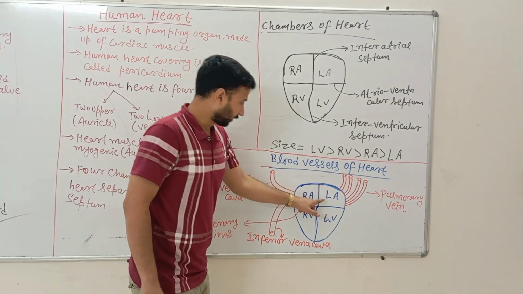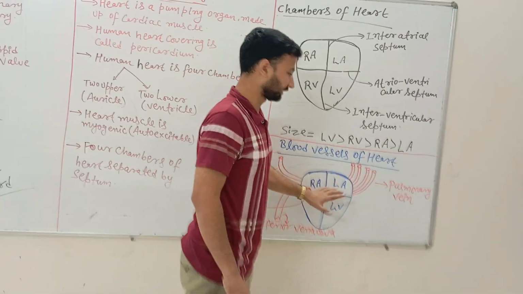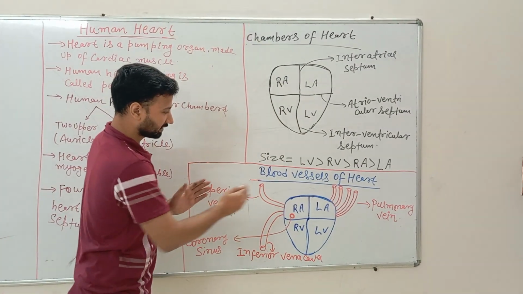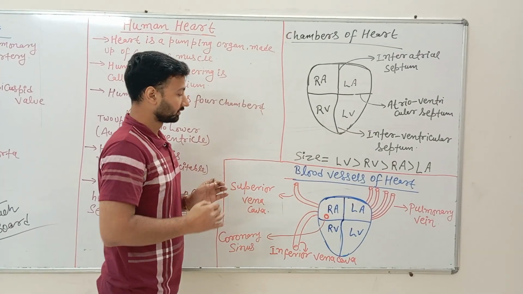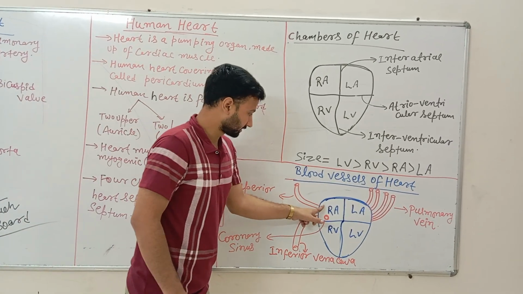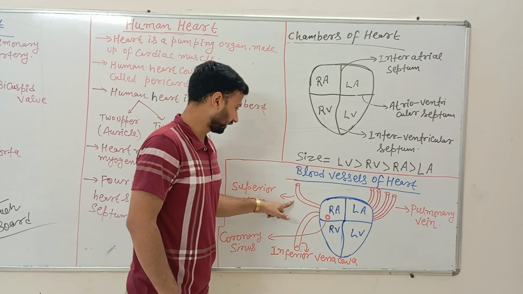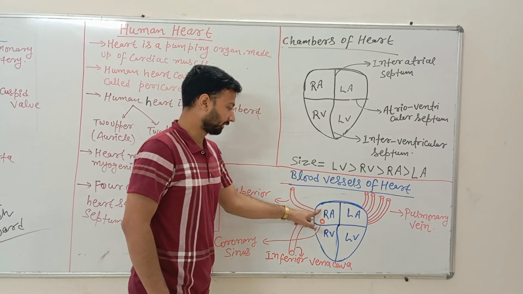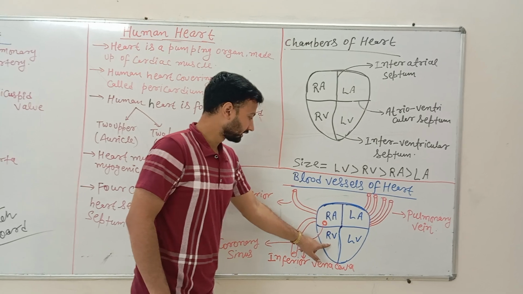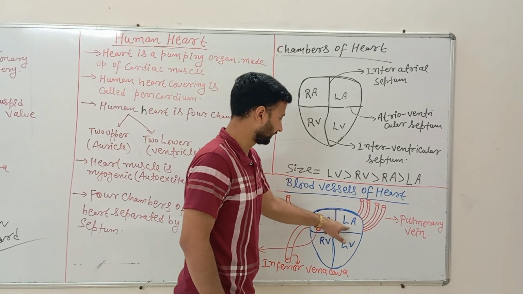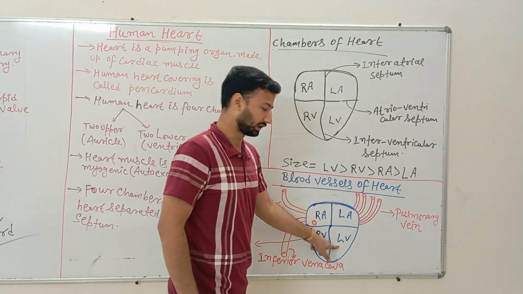If we talk about the left atrium, it receives blood from 4 pulmonary veins. There are 4 chambers in heart in order to separate oxygenated and deoxygenated blood. Right atrium receives blood from inferior vena cava, coronary sinus and superior vena cava. After that it pumps blood into the right ventricle. And left atrium receives blood from pulmonary veins and pumps blood into the left ventricle.